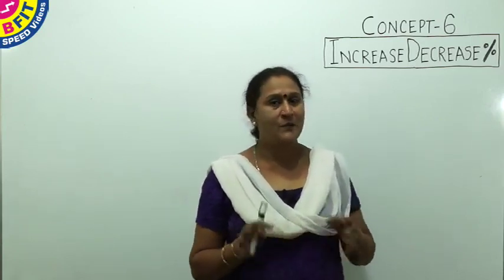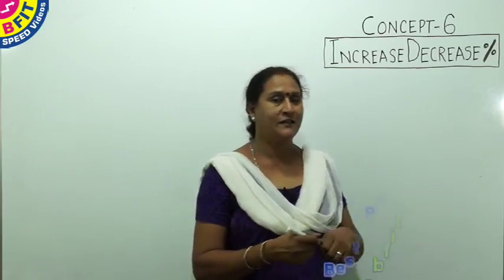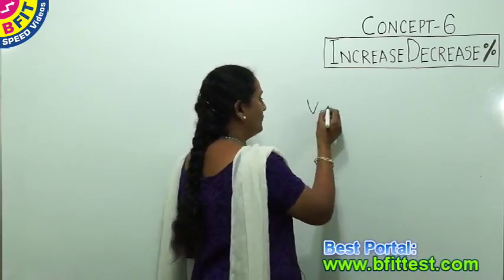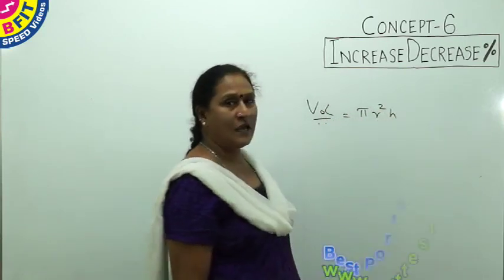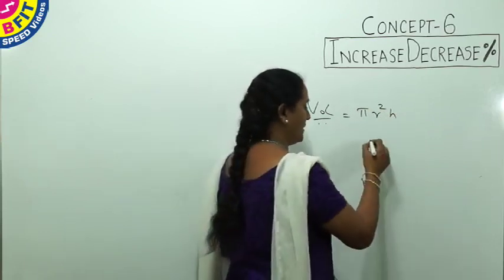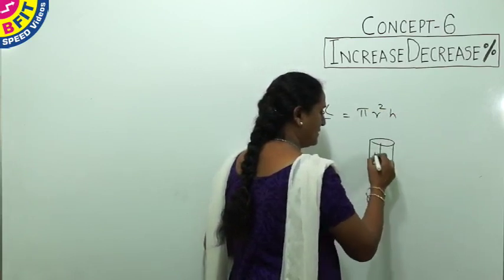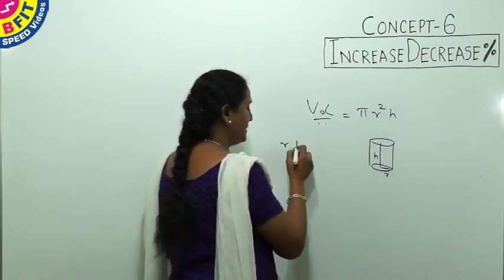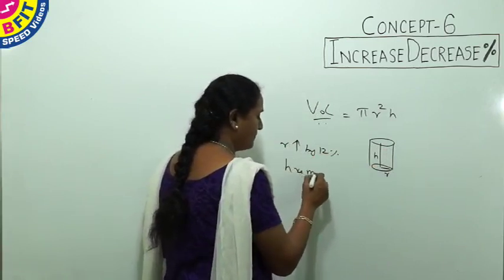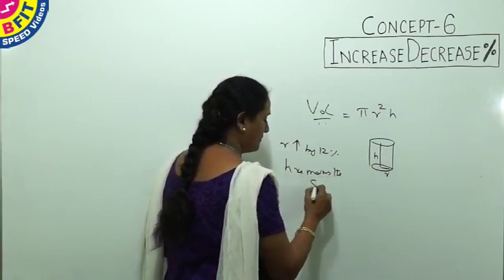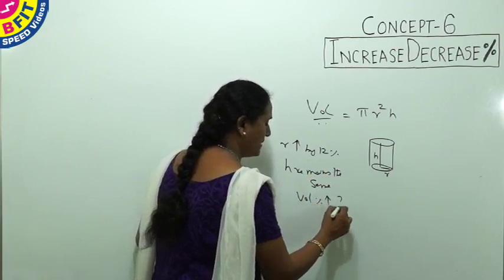So the radius is increased by 12%, but the height remains the same. What is the formula for the volume of a cylinder? The volume formula for a cylinder is pi r square h. Say we have a cylinder with radius and height. The radius is increased by 12% and the height remains the same, and increase in volume is asked.